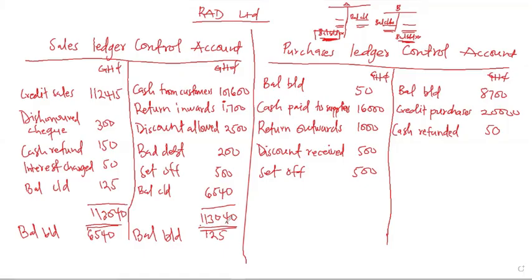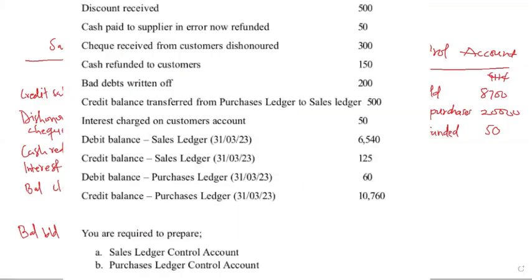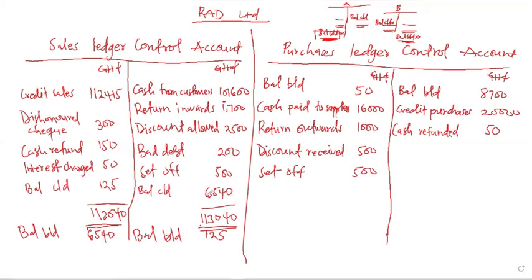Then you come to the purchases ledger control account. It says that there is a debit balance in the purchases ledger control account. If it is a debit balance, it means the balance brought down should be on the debit side. So you come here, you write the balance brought down, and the amount is 60. You should know that if there is a balance brought down on the debit side, then there will be a balance carried down on the credit side. No one will tell you, but you should know this.